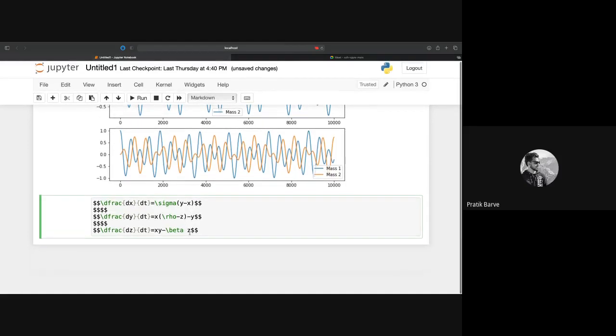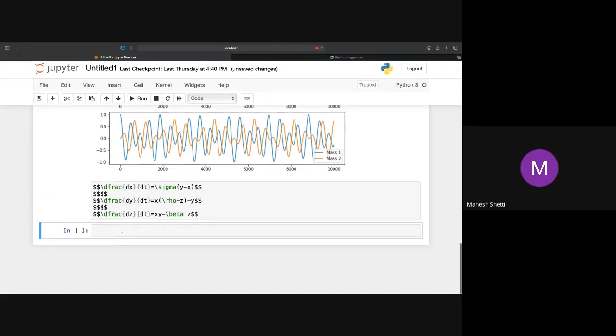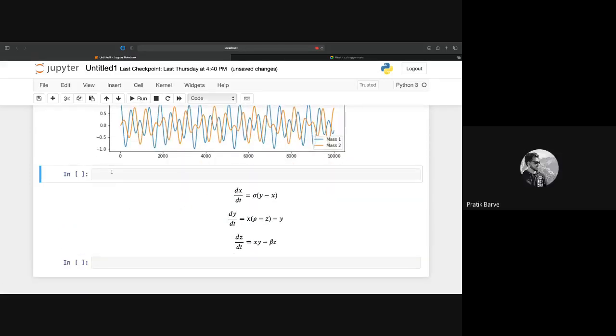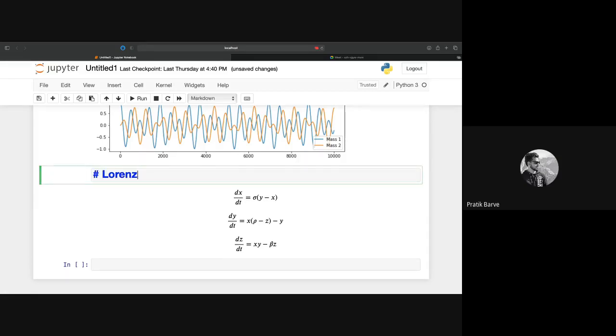So the screen is visible, right? Yes, it is visible. Yeah. Oh, sorry. Yeah. So these were the equations. So this is the Lorentz map.